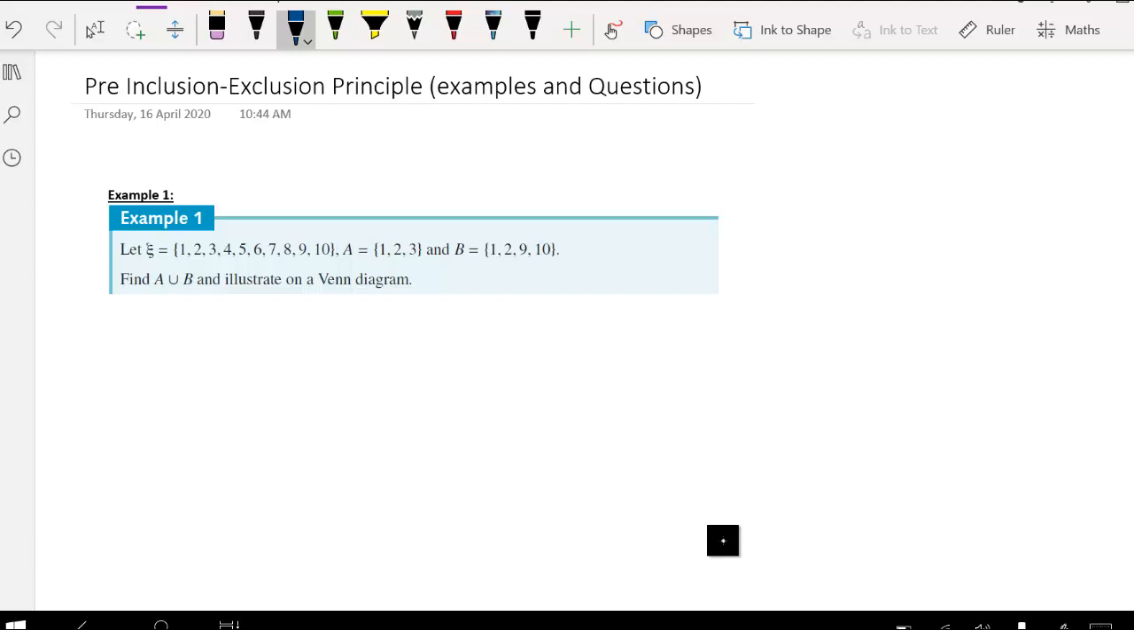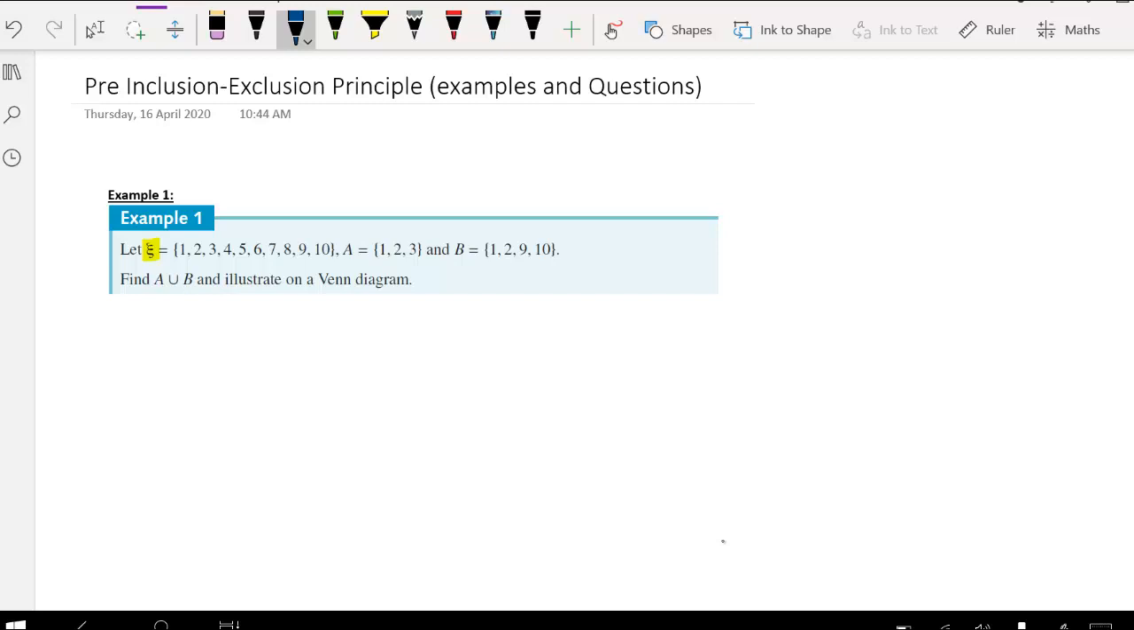So in this lesson, we're working through a few examples looking at sets and Venn diagrams. Example 1 is pretty straightforward. We've got a universal set. They've used a slightly different symbol, but we'll still use our omega. They want you to find the union of A and B and illustrate on a Venn diagram.